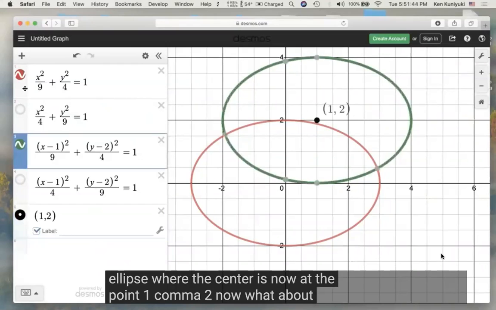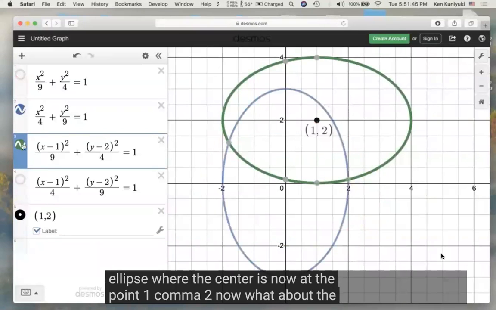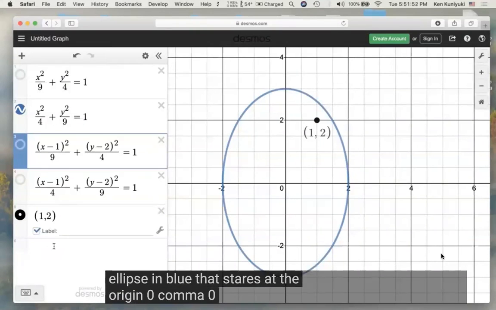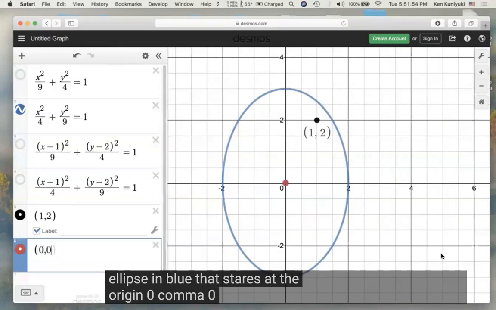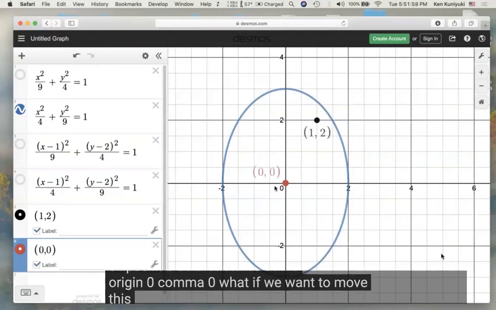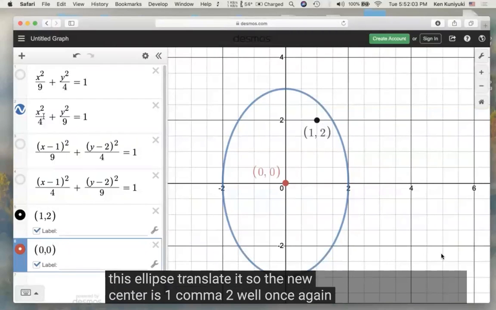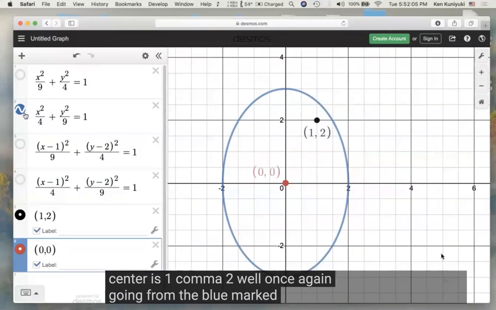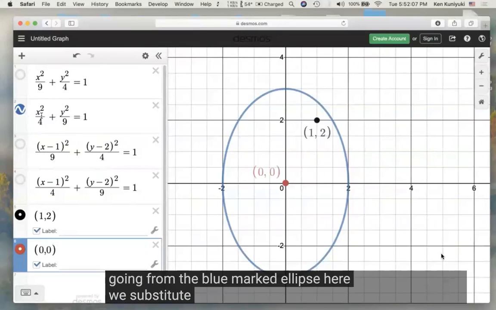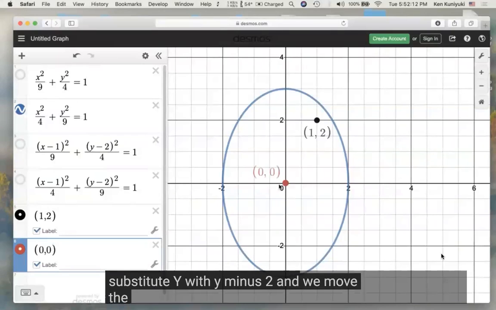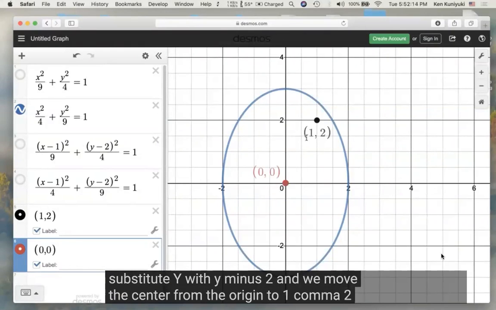Now, what about the ellipse in blue? That centers at the origin, 0, 0. What if we want to move this ellipse, translate it so the new center is 1, 2? Well, once again, going from the blue marked ellipse here, we substitute x with x minus 1, substitute y with y minus 2, and we move the center from the origin to 1, 2.